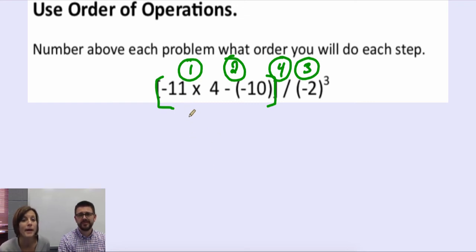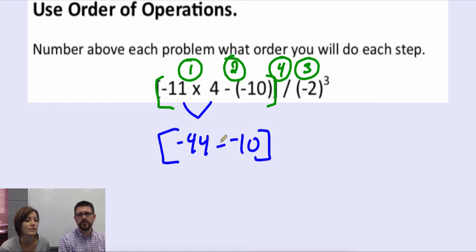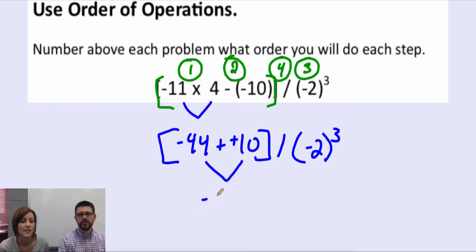Okay, negative 11 times 4 would give us negative 44. Can we rewrite that minus a negative 10 next, please? Minus a negative becomes plus a positive. And then we will simplify negative 44 plus 10 to give us negative 34.